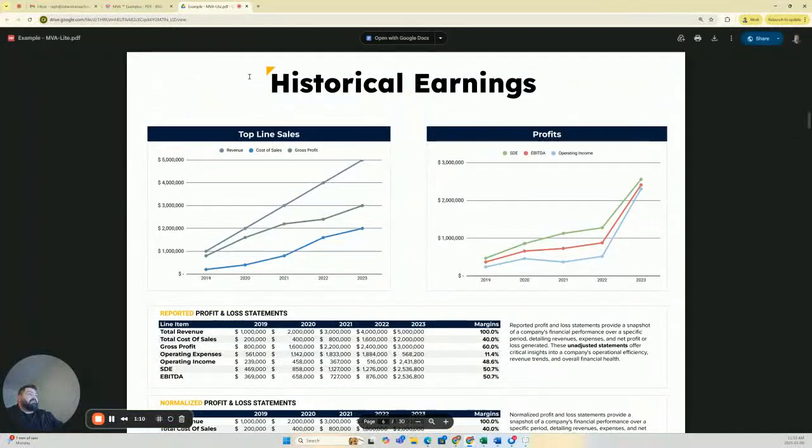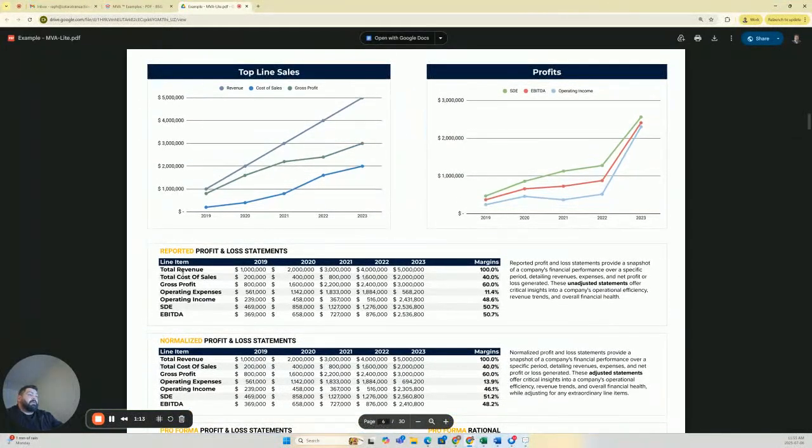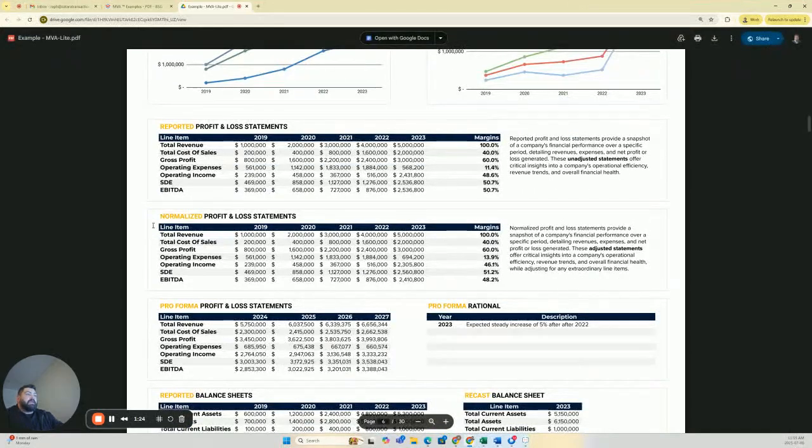So, first things first, you have your historical earnings. So, how much revenue the company did, cost of sales, gross profit, operating expenses, operating income, SDE, and EBITDA. And then the normalized. So, this is reported. This is what the accountant showed after we ask a bunch of questions. This is the normalization. Typically, owners will be pulling money out of their companies in various different ways. So we have to figure out how much free cash is actually in the business, not what they're reporting for tax purposes, but what is actually coming out of the business, right?